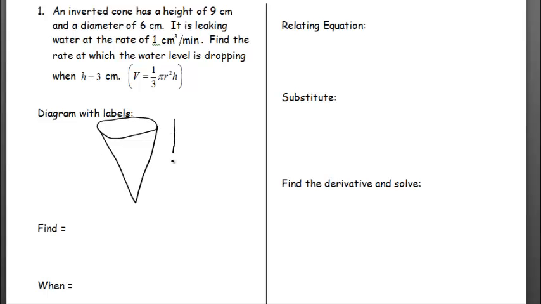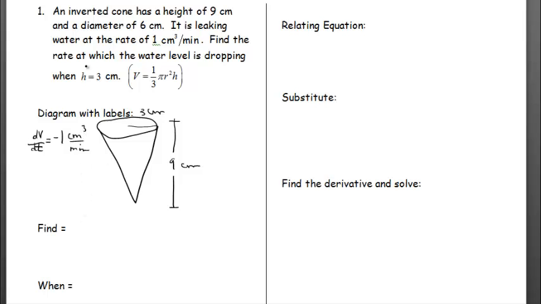All right, the height of the cone is 9 centimeters. If the diameter is 6, we know the radius is 3. It tells us that it's leaking water at a rate of 1 cubic centimeter per minute. So that means there's a change in volume with respect to time. So it's going to be negative 1 cubic centimeter per minute. If we're dealing with volume, it's three-dimensional, so that makes sense.